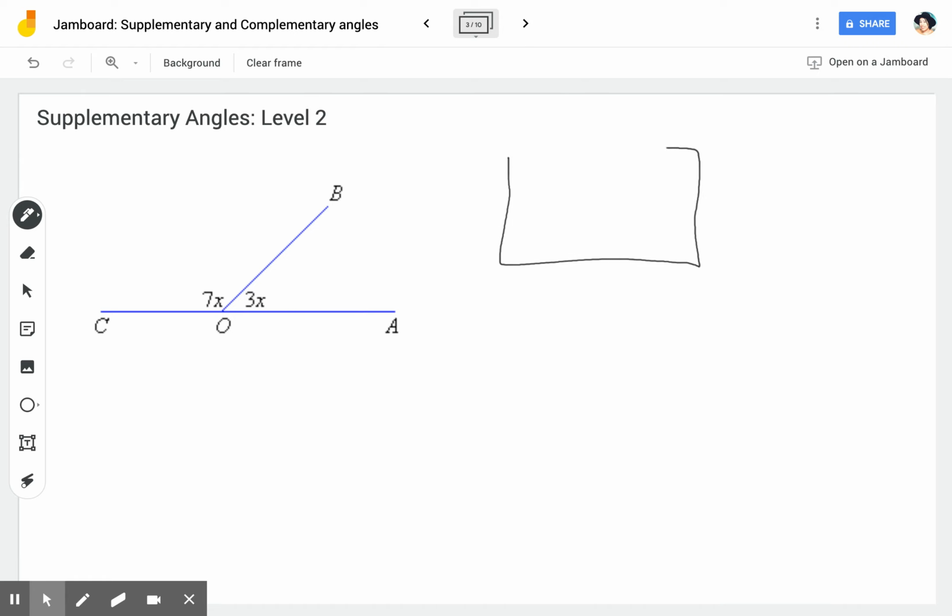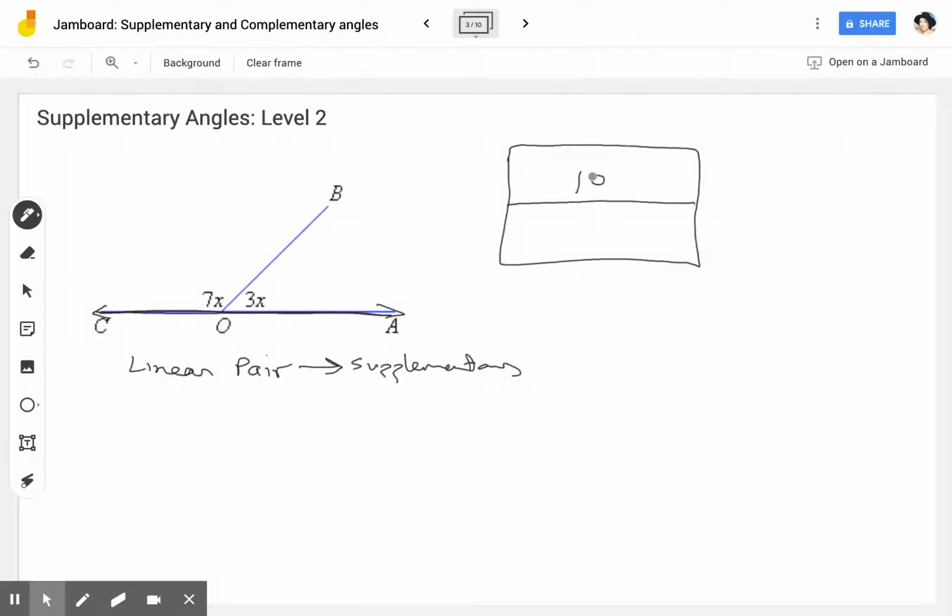Okay, so for this level 2 problem, they don't really tell us that these are supplementary. However, we see that these are two angles on a line. So they're what we call a linear pair. A linear pair, two angles on the same line, and linear pairs are always supplementary, meaning that they add up to 180 degrees.